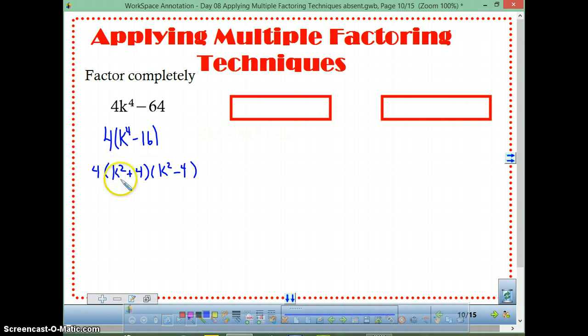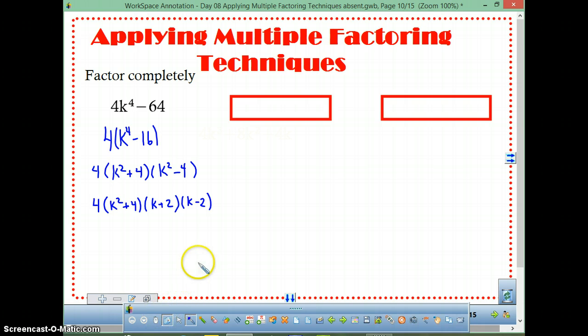Now I look again. I still have binomials. Can this one be factored anymore? No, that is a sum of 2 squares. That one cannot be factored. But look, I still have a difference of 2 squares. This one can still be factored. So I keep the 2 factors I already have, and I'm going to split this third one. This becomes k plus 2 times k minus 2.